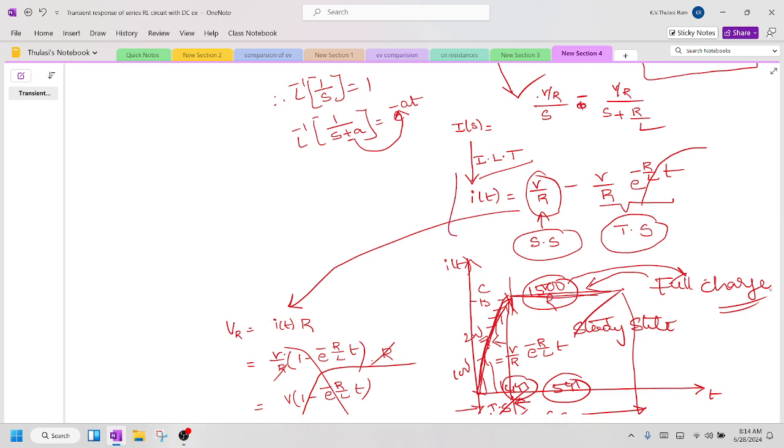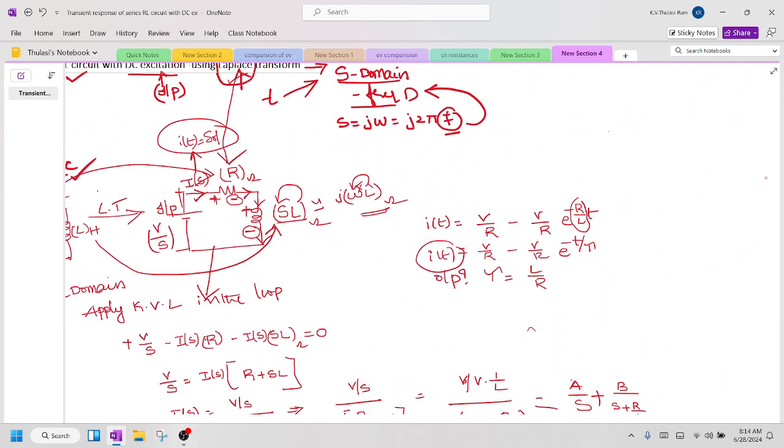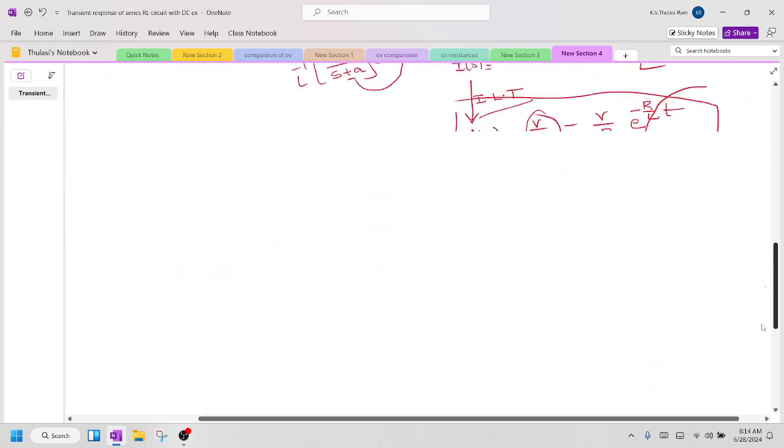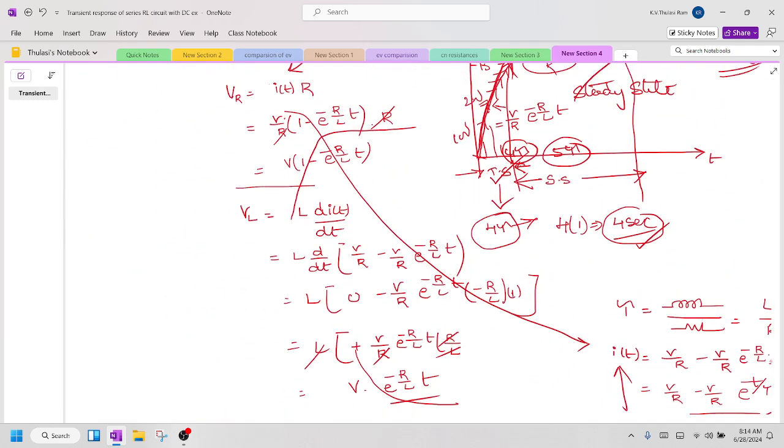Therefore the expression of I of t is V by R into, so we will try to find out what is the voltage across this inductor. The voltage across the resistor we are going to call as vR. The voltage across the inductor we are going to call as vL. So the expressions for these are here. This is the voltage across the resistor and this is the voltage across the inductor.